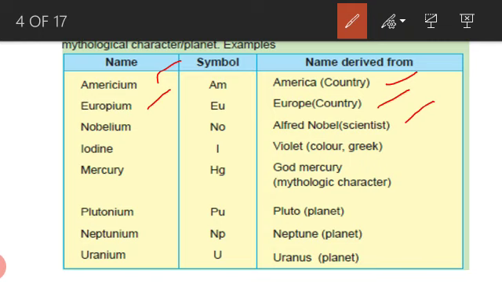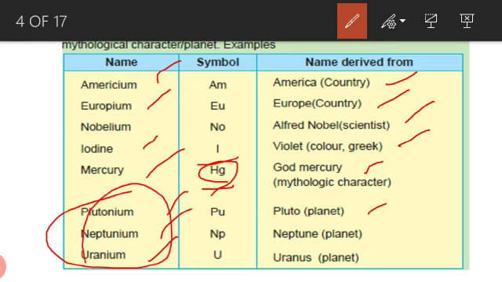Next, iodine, the name derived from violet color, they indicate iodine, I. Mercury, god Mercury, this is the mythological character. So the Latin word is hydrargyrum, so we have to take Hg from Mercury. Plutonium, neptunium, uranium, these three are from planets.